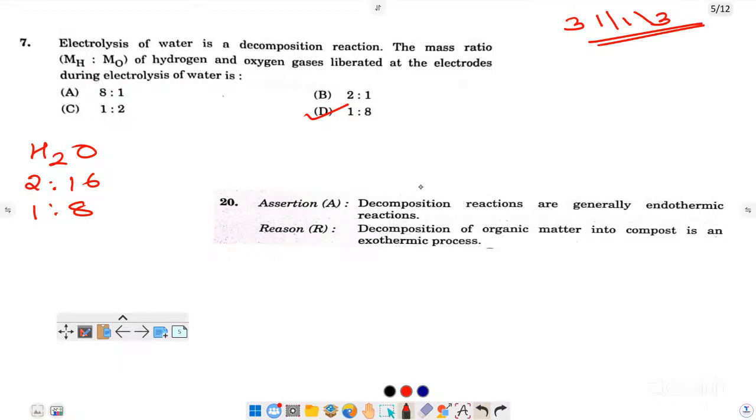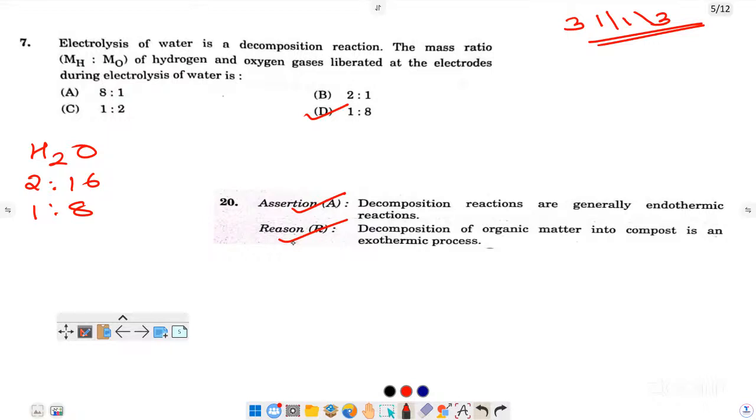Decomposition reactions are generally endothermic reactions. Assertion: so assertion is correct, right? Decomposition reactions are endothermic, the energy will be absorbed. It can be light energy, heat energy, or electrical energy. Reason: decomposition of organic matter into compost is an exothermic process. That is also correct. This is a textbook NCERT point. If you are decomposing organic matter into small molecules, that is actually an exothermic process.